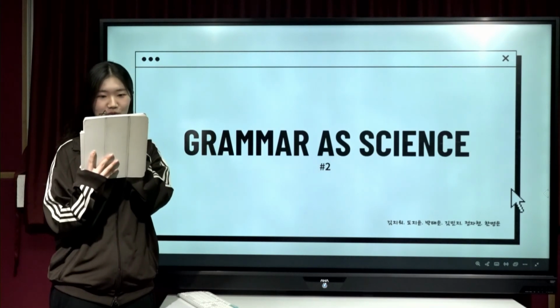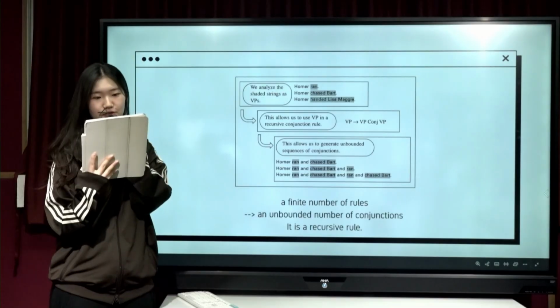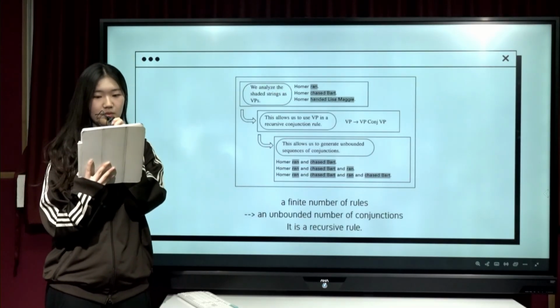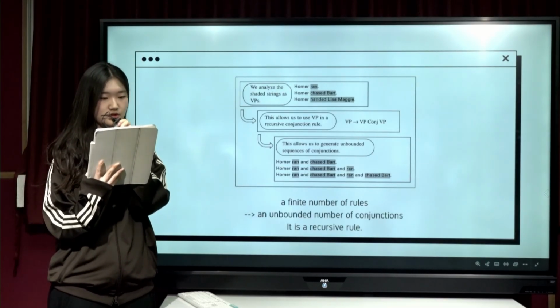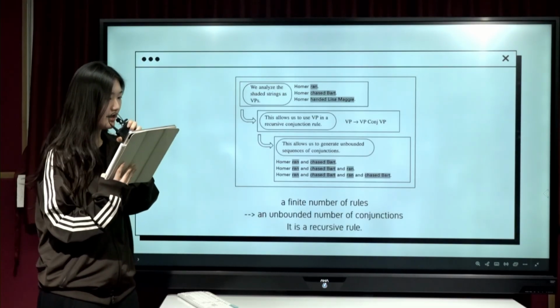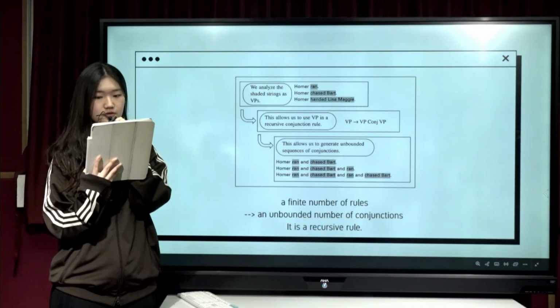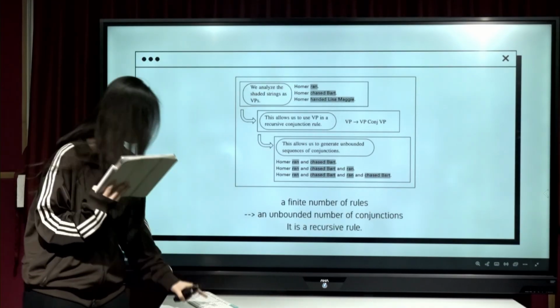Today we will talk about Grammar Science Part 2. First, look at this picture like this. We can make an unbounded number of conjunctions using a finite number of rules. It is a recursive rule. It is natural to try to capture all conjunctions by means of recursive rules of this general form.